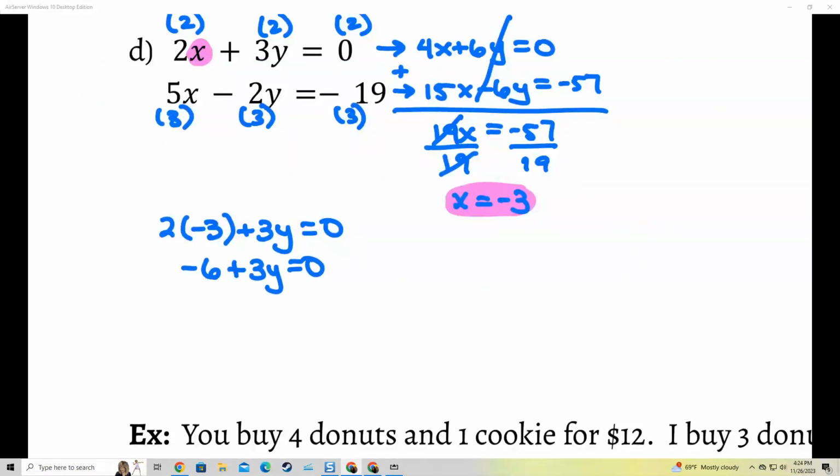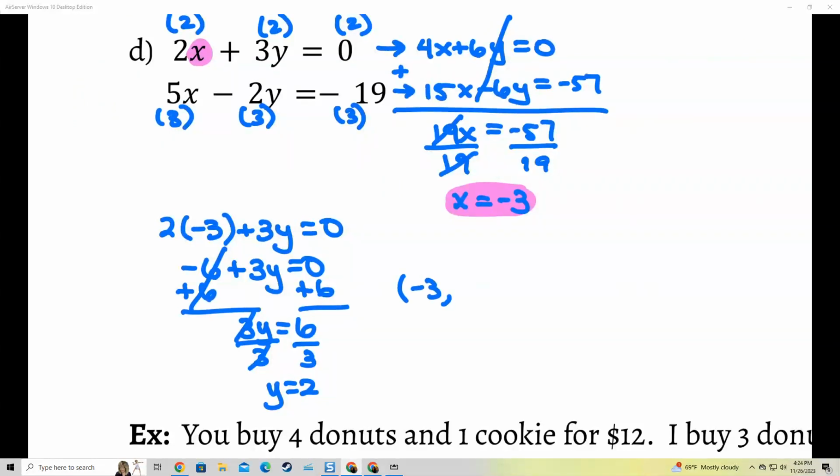I'm going to undo what's being done to the 3y, which is adding negative 6. I can get rid of that negative 6 by adding a positive 6 on both sides. These are going to cancel. I'm left with 3y equals 6. Right now, the y is being multiplied by 3, so we undo it by doing the opposite. We're going to divide by 3. y is equal to 2. I got both parts of my answer now. Remember, we're going to write it as a coordinate, x comma y, so I'm going to write this as negative 3 comma 2. And that is my answer.